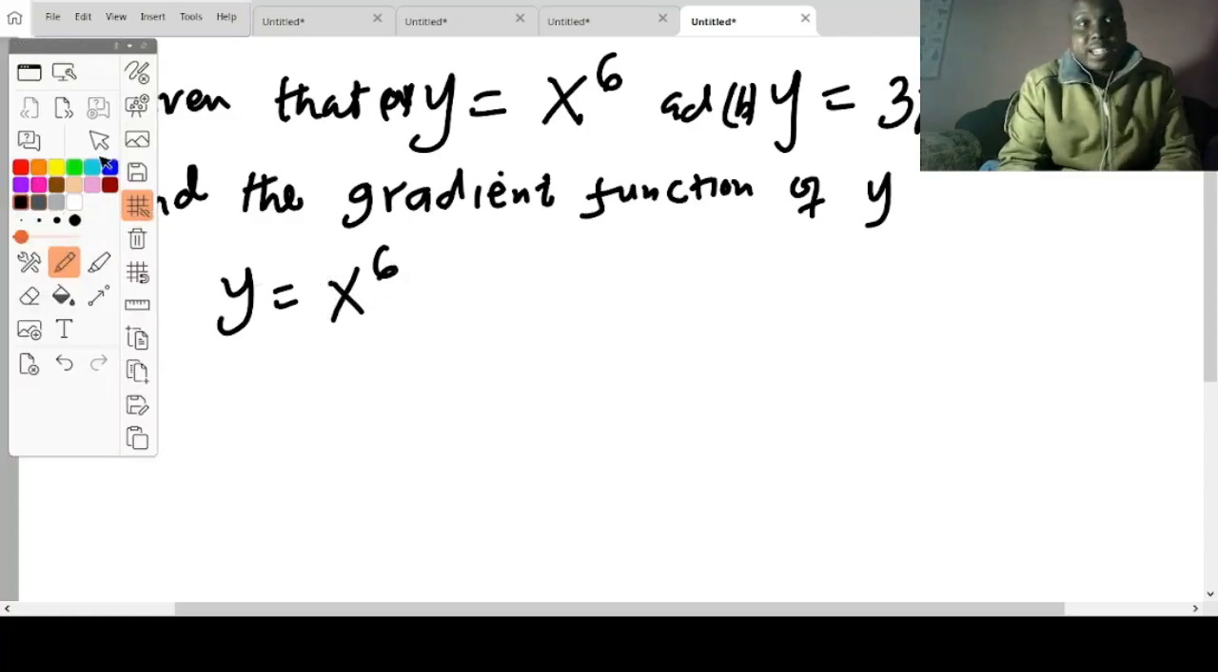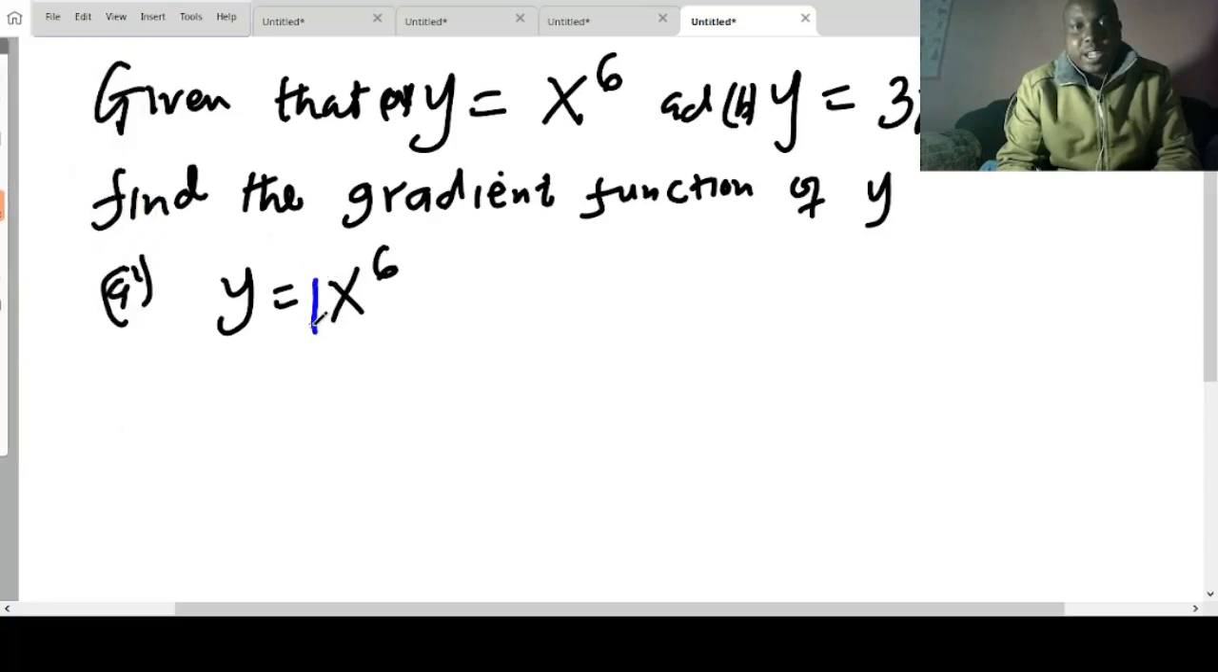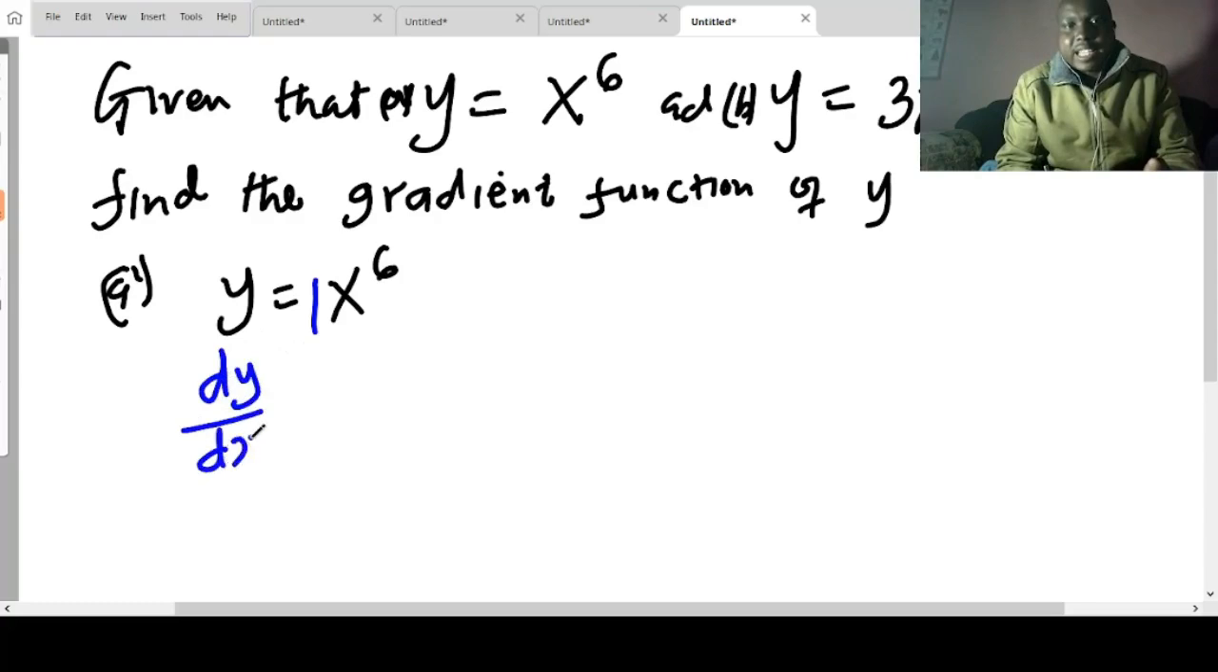You should know that when you see x raised to power 6, there is always 1 here. So how do you differentiate? We differentiate y with respect to x. What do we mean by that? We say dy over dx, which is the same as y. If you don't write dy over dx and you write y like this, that one means you are differentiating.